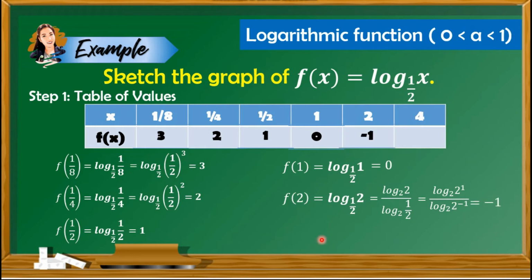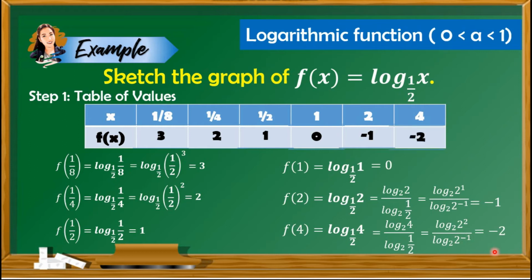Next is when x is 4. So to solve for the value of this, let's apply again the change of base. So I'm going to use 2 as the base. So we have logarithm of 4 with base 2 over the logarithm of 1/2 with base 2. Next, change 4 to 2 squared and 1/2 to 2 raised to negative 1. Next is to find the value. The numerator is 2, the denominator is negative 1, so the answer here is negative 2.